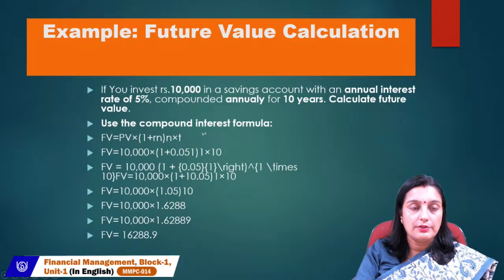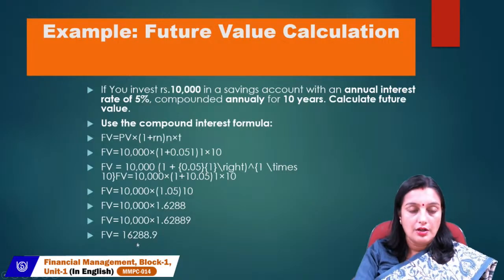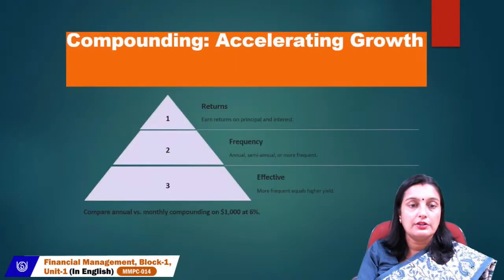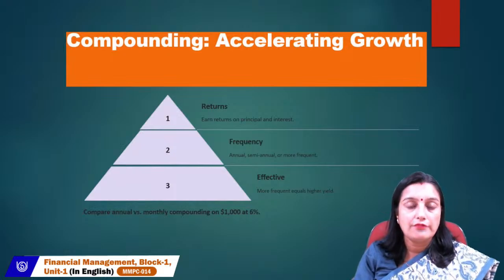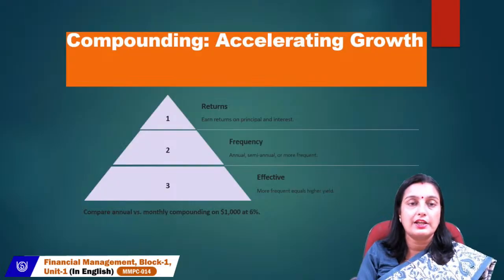And in the previous example, your value is discounted annually. So you must analyze both values. If you are satisfied with the 10-year value of this amount, then you can invest. If you are not satisfied, you can change your decision as well. So these are both parts. Why the time value of money? This level of analysis can show you compounding, accelerating growth, the returns earned on principal and interest.